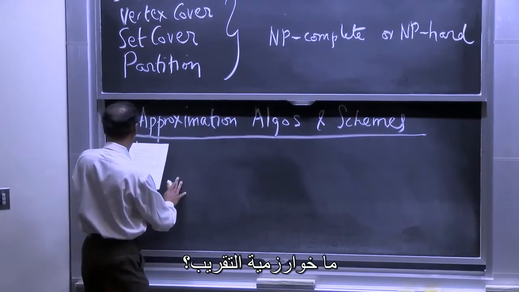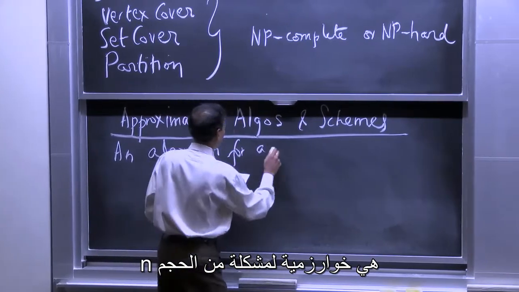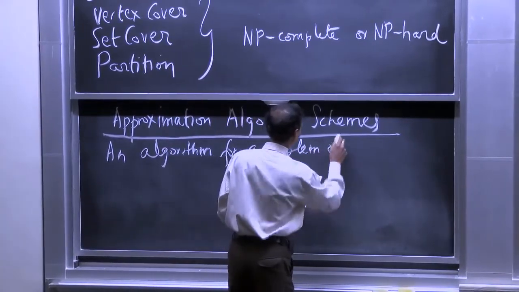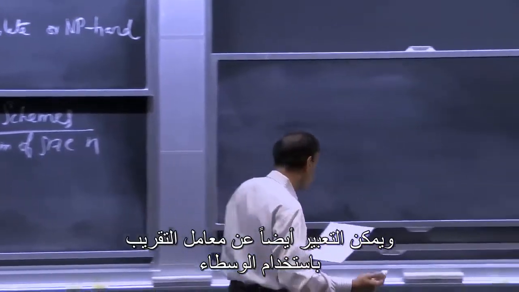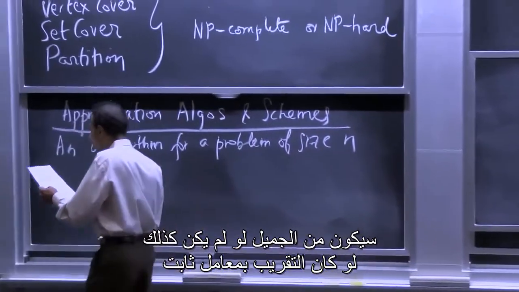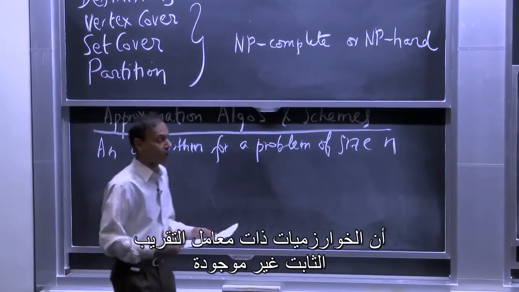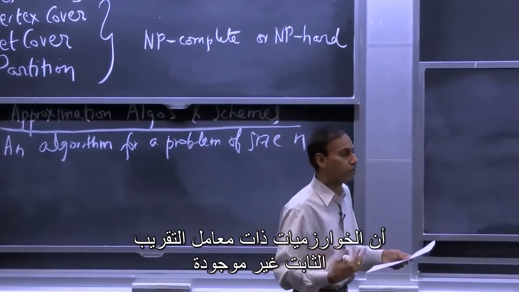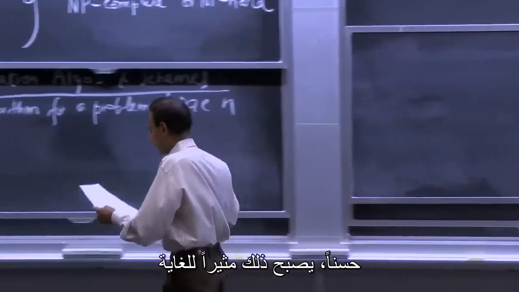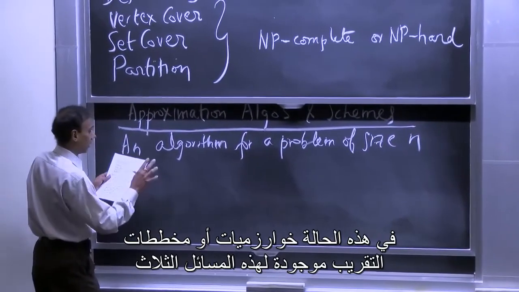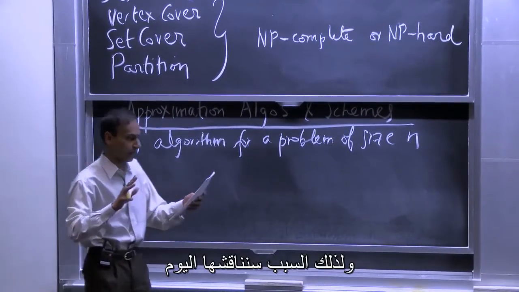Okay, so what's an approximation algorithm? An algorithm for a problem of size n, and so it's going to be parameterized, and the approximation factor may also be parameterized. It'd be nice if it weren't, that it was a constant factor approximation, but sometimes you can't do that. And in fact, sometimes you can prove that constant factor approximation algorithms don't exist, and if they do, then P equals NP. Right? So it gets very interesting. In this case, approximation algorithms or schemes exist for these 3 problems, which is why we're looking at them today.